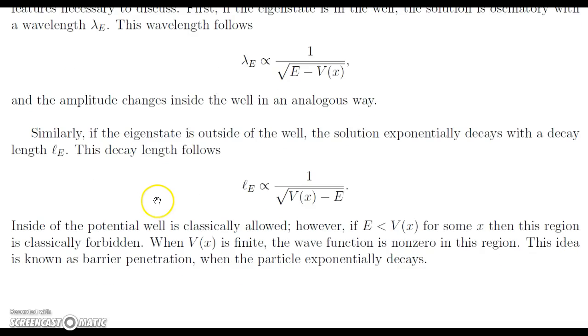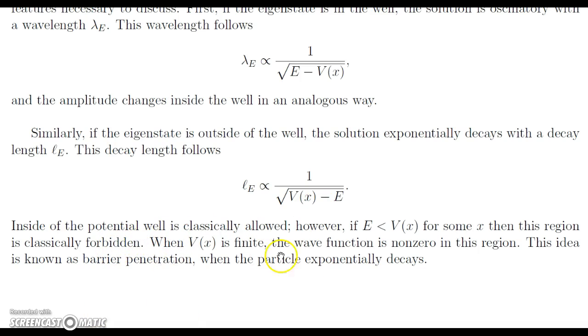So similarly, if the eigenstate is outside the well, we know that the solution is going to exponentially decay with some decay length. We're going to call this L sub E. This decay length follows a similar proportionality, but it's proportional to 1 over the square root of V of x minus E. This is because in this region the potential is greater than the actual energy value, which in classical mechanics would be forbidden because we're not allowed to have a negative kinetic energy. Typically we define kinetic energy to be 1/2 mv squared, and since all those values are non-negative, we have a non-negative kinetic energy. So this would typically be forbidden because we'd get a complex value here.